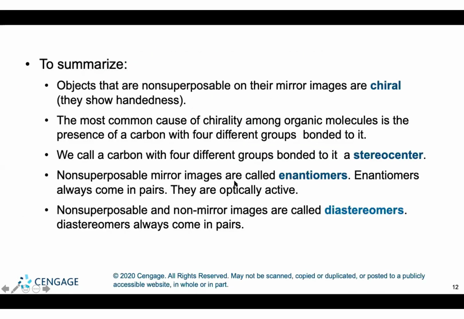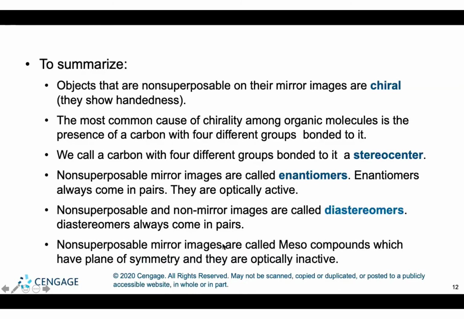Non-superimposable mirror images are called enantiomers. Enantiomers always come in pairs. They are optically active. Diastereomers are non-superimposable again and non-mirror images of each other, and they also always come in pairs and they are optically inactive. We also have non-superimposable mirror images that are meso compounds. Meso compounds have a plane of symmetry and are also optically inactive.